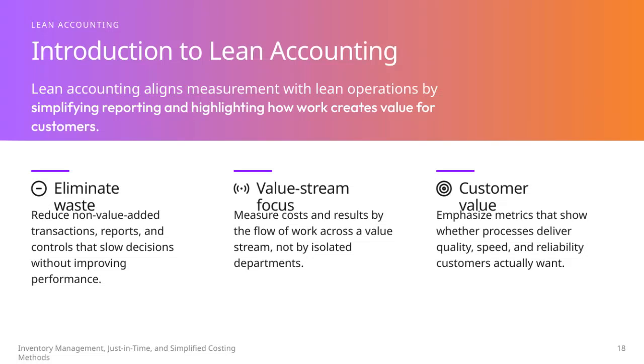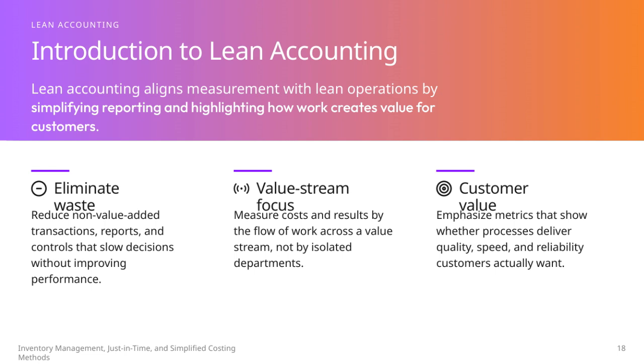Lean accounting is all about aligning how we measure performance with the principles of lean operations. Instead of complex reports and unnecessary controls, it simplifies reporting to clearly show how the work we do creates real value for our customers. One key aspect is eliminating waste. This means cutting out non-value-added tasks, reports, and transactions that only slow down decision-making without actually improving how we perform.